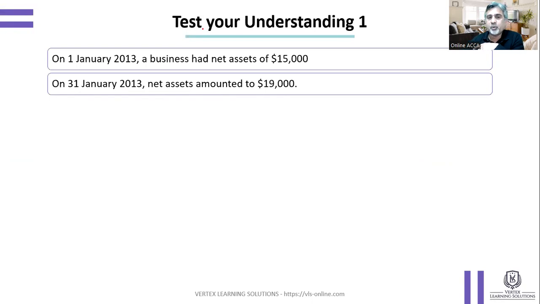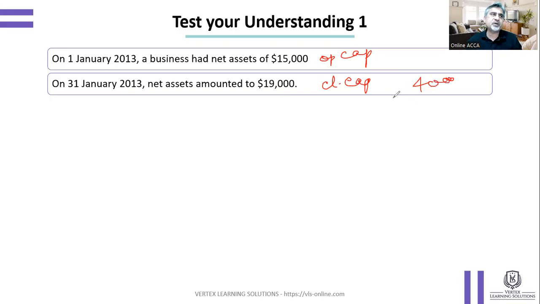So it means that your opening capital was 15,000, and let's call it closing capital was 19,000. So you have been given opening and closing, and in between, you can see that the capital has increased by 4,000. Okay. So what comes to your mind, that capital has increased by 4,000.